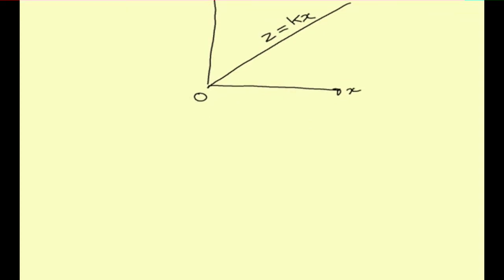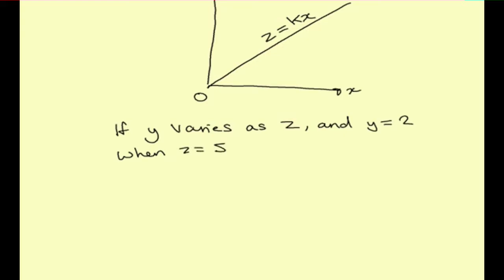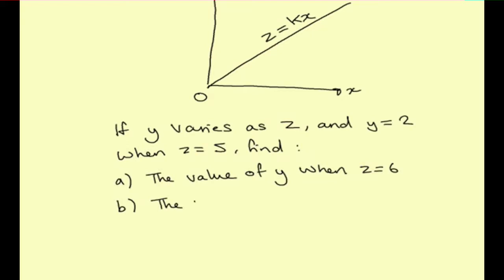So let's consider a worked example. If y varies as z and y equals 2 when z equals 5, find a, the value of y when z equals 6, and b, the value of z when y equals 5.